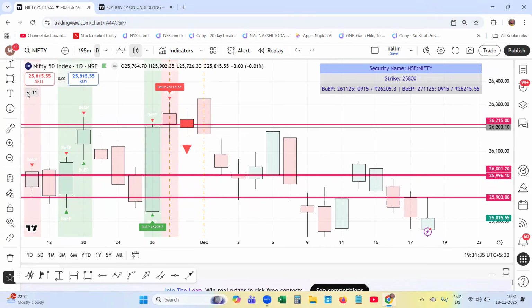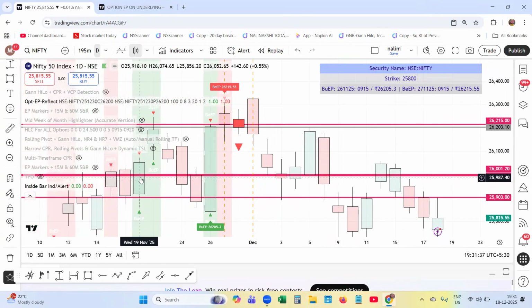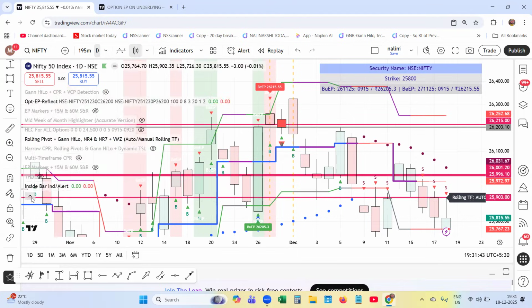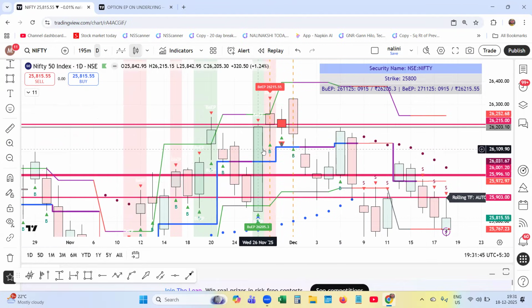And now I enable my rolling pivot. I carefully watch these levels. When the price is above 26,205, it's a buy. It's a buy. You can see every day after this, the market moved higher and pushed the price below this level.